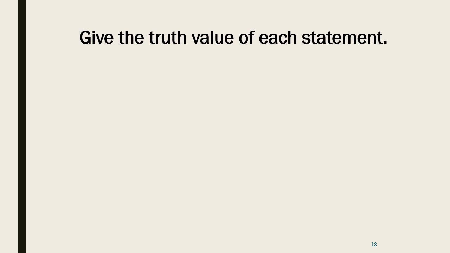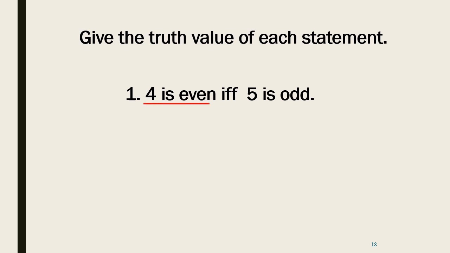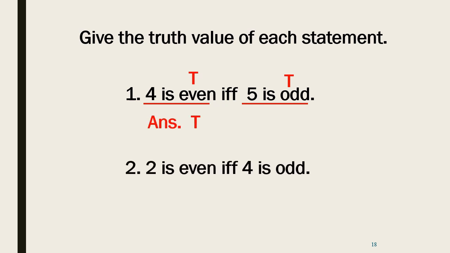So, for example, give the truth value of each statement. Number 1, 4 is even if and only if 5 is odd. 4 is even, that's true. 5 is odd, that's true. So it's true. 2 is even if and only if 4 is odd. 2 is even, that's true. 4 is odd, that's false. So the answer is false.